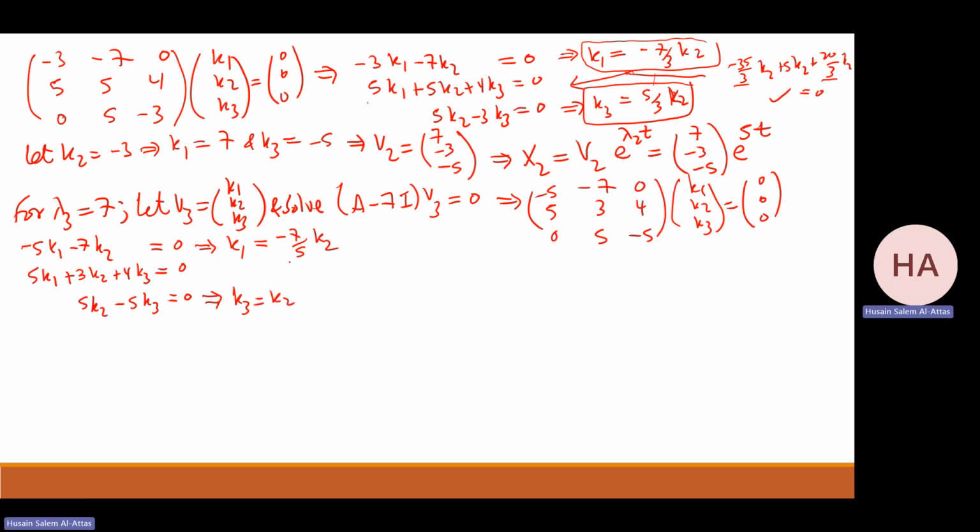Just I need to check that this satisfies this one. So let us see what will happen. If I substitute, you will get minus 7 K2 plus 3 K2 plus 4 K2, which is 0. So this is correct. So I let K2 equal to minus 5. You can do 5 or minus 5, or minus 10, anything you like. So that implies K1 equals 7.